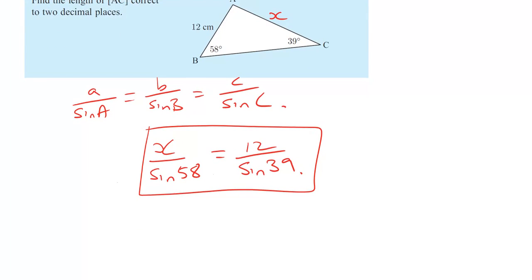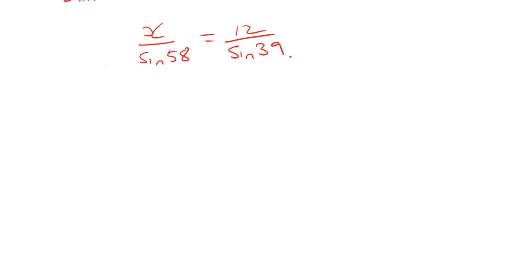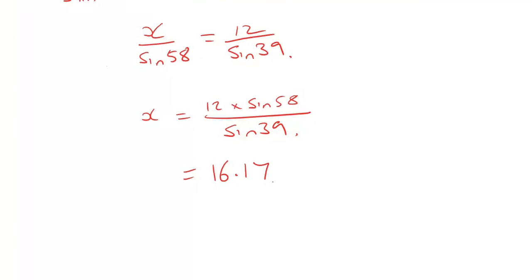Okay, so if we start from here, what we can do is just rearrange this to find an expression for x. So I'm going to times both sides by sine of 58. That will leave me with x is equal to 12 times sine 58 over sine 39. And we can pop this in on our calculators to work out the value of x. 12 times sine 58 all divided by sine 39 will be 16.17. I suggest you just try this to make sure that you get the same answer as I do.